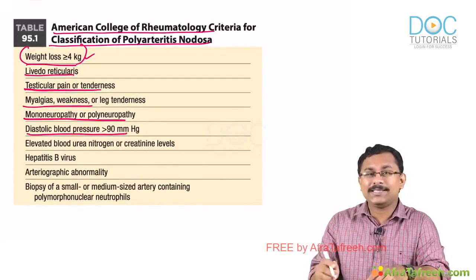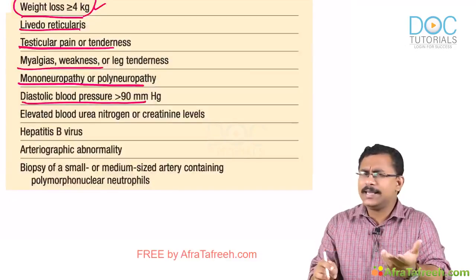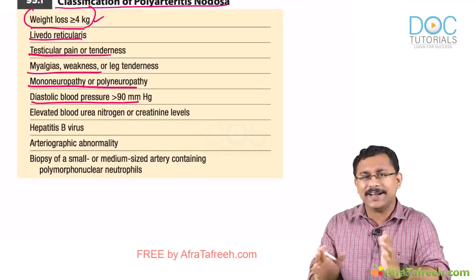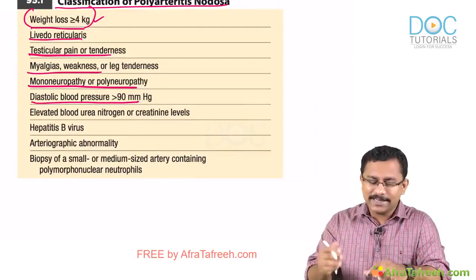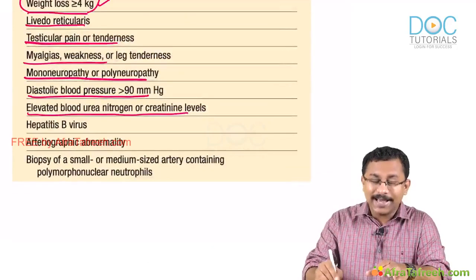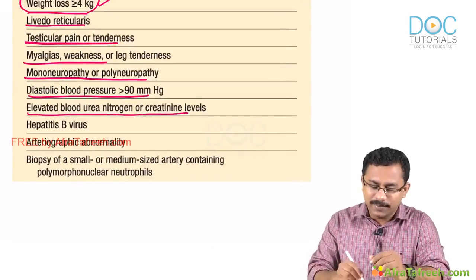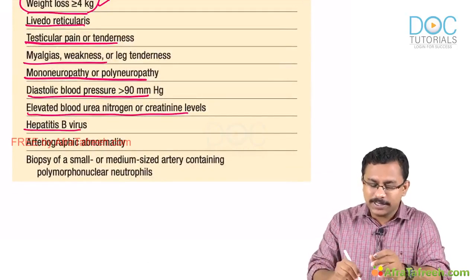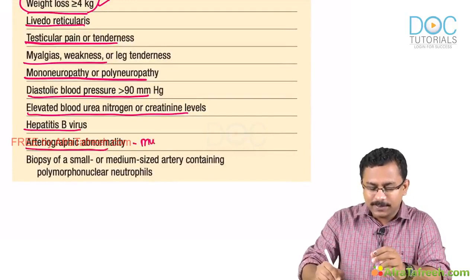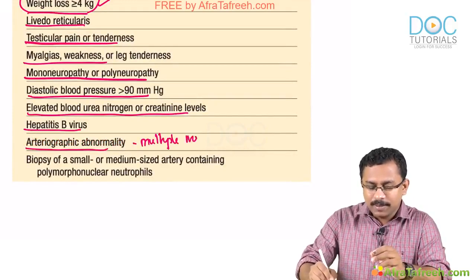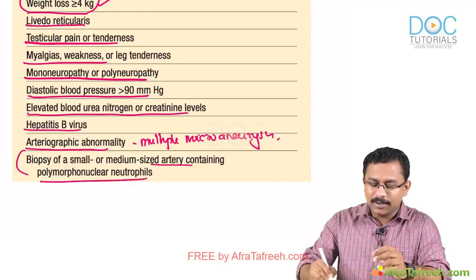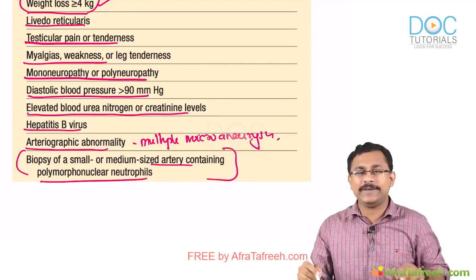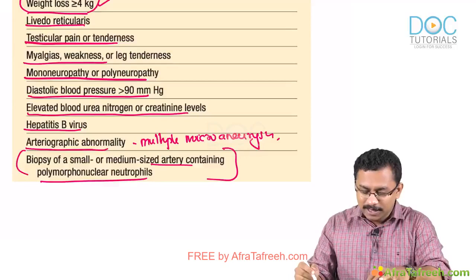You can have hypertension, especially the diastolic BP will be increased. Even systolic BP can be increased, but since it is a vasculitis, more likely the peripheral resistance is going to be affected, so diastolic hypertension is likely. You can have renal failure because of the renal artery involvement. Hepatitis B infection may be associated. Angiographic abnormalities, that is multiple microaneurysms, may be there. And if you do a biopsy, you can see it is flooded with neutrophils, which are the inflammatory cells in your PAN.